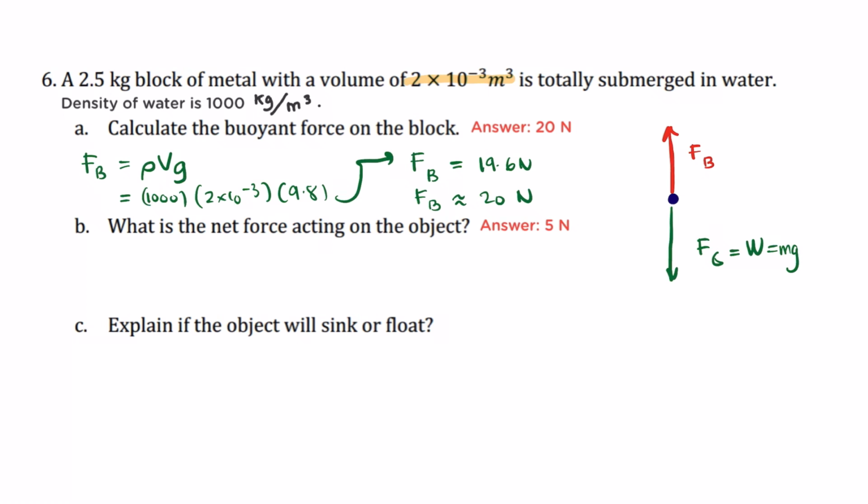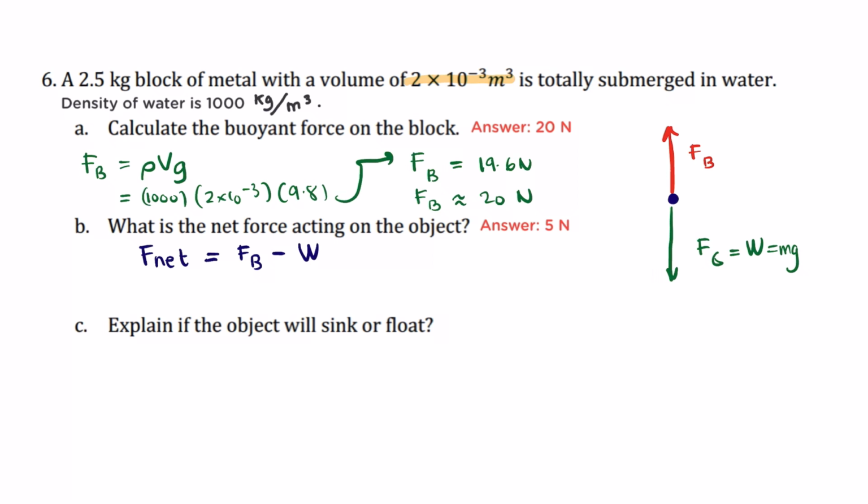So the net force acting on the object would be the sum of the forces acting on the metal block. So we have the buoyant force, which is directed upward, minus the weight of the object, or the force of gravity, which is directed downward. So the buoyant force is positive, it's directed upward, and the force of gravity is directed downward.